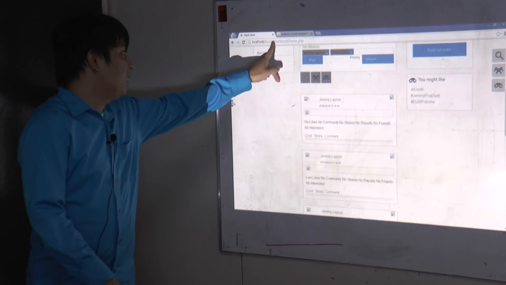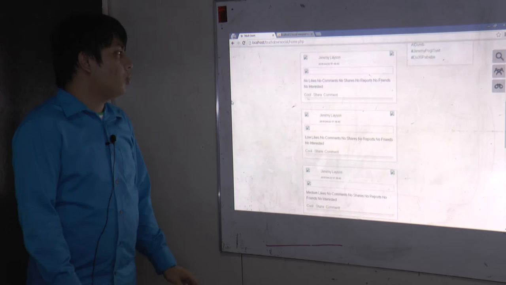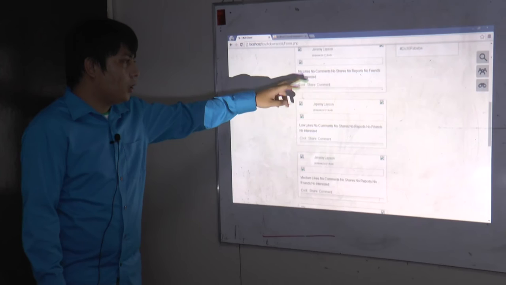Since we put the different posts, this is the arrangement of the posts. Here we can see this is a new post, so there are no likes in here. So they're just arranged by date.